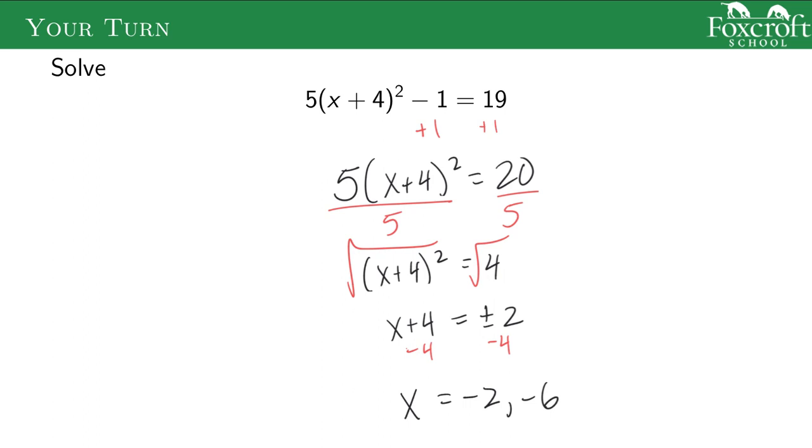The final answer I got was negative 2 and negative 6, but you can just see the steps I did. I add 1 to both sides to get rid of that 1, divide by 5 to get rid of the 5, square root to get rid of the squared, and then subtract 4 to get rid of that 4, and then finally x is by itself. So this is the way that you can solve this equation. Go ahead and practice solving these equations using square roots.